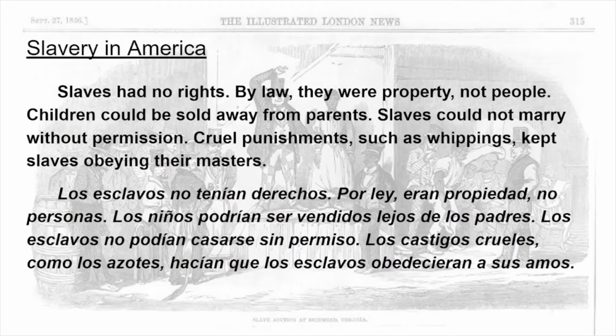Slaves had no rights. By law, they were property, not people. Children could be sold away from parents. Slaves could not marry without permission. Cruel punishments, such as whippings, kept slaves obeying their masters.